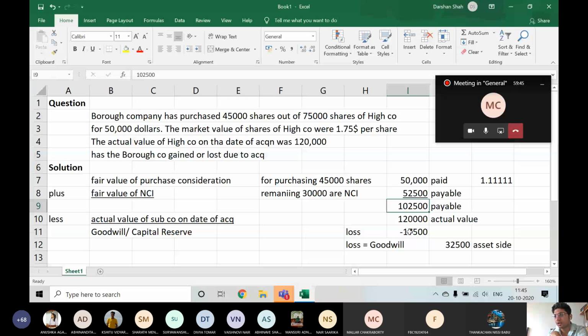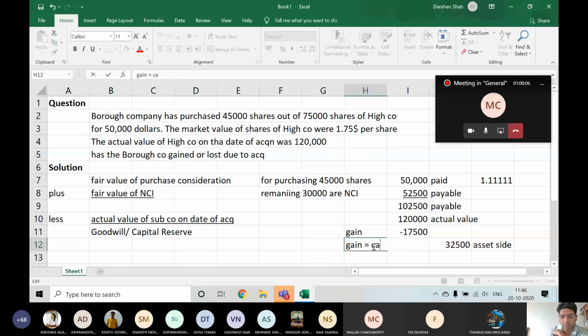So what do I have now? I have a gain. I'm paying less for your company, so my company will have a gain of 17,500. If it is a gain, what will it become? It will go into reserves, and I'll show it as a capital reserve, not normal profit and loss. And it will be shown on the liability side. So 17,500 will be that amount. See if this is clear.